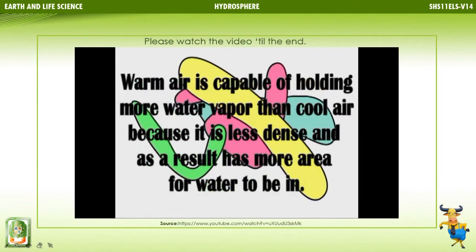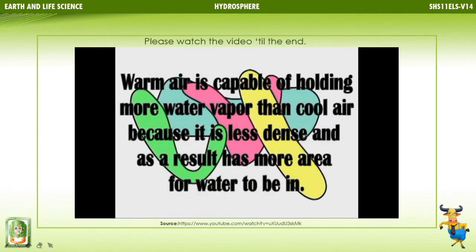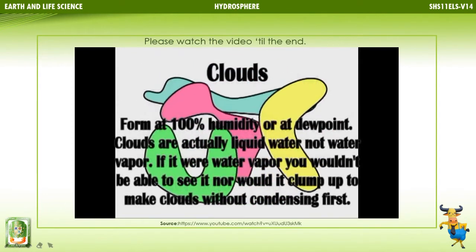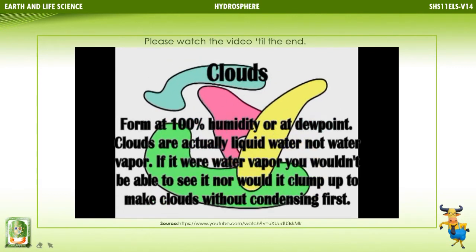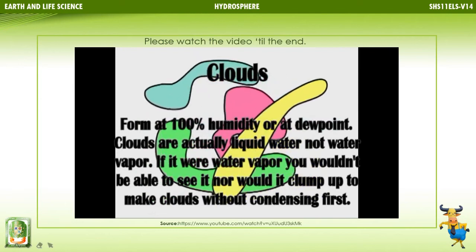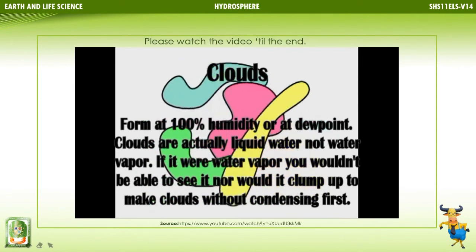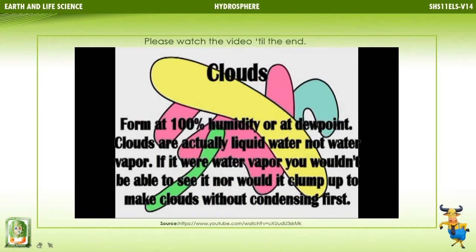Warm air will hold more water than cool air. That is because warm air particles are farther apart and thus allow more room for water to be in. Clouds form at 100% relative humidity, or at the dew point. A common misconception made with clouds is that they are water vapor in the sky. It is actually liquid water in the air. If it were water vapor, you wouldn't be able to see it and it wouldn't coalesce like it does.